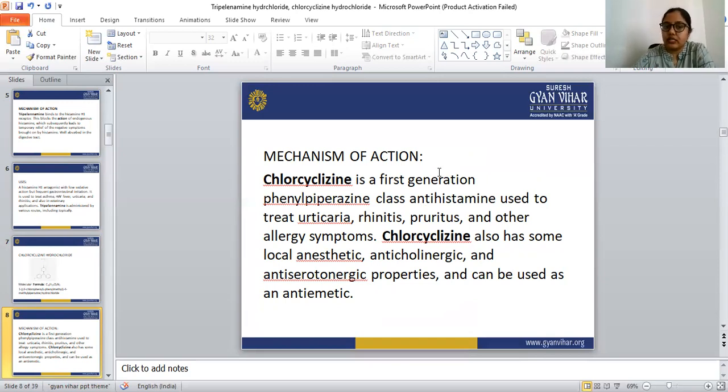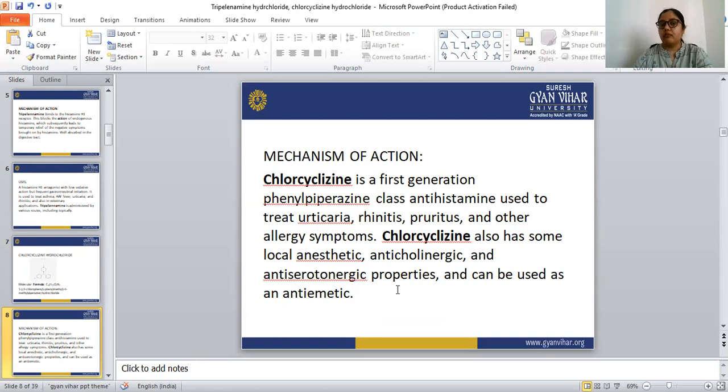Chlorcyclizine is a first generation phenylpiperazine class antihistamine that is used to treat urticaria, rhinitis, pruritus, and other allergic symptoms. It also has some local anesthetic, anticholinergic, and serotonergic properties, and can be used as an antiemetic.